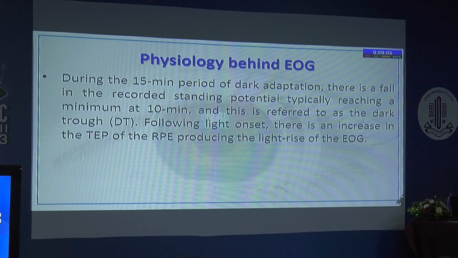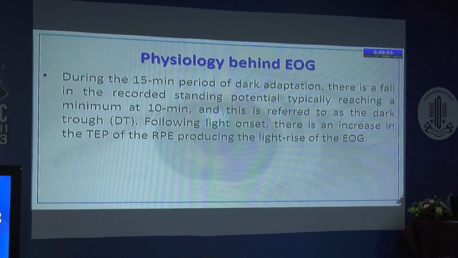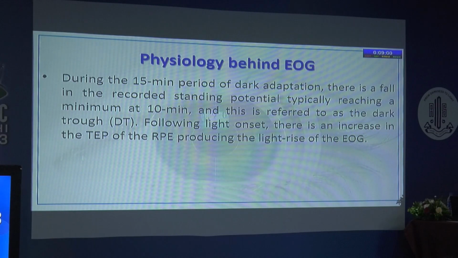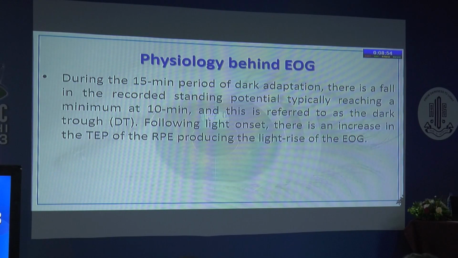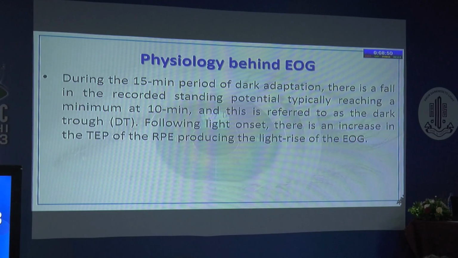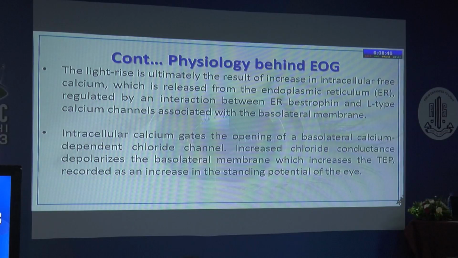So the physiology behind EOG is that during the 15 minutes period of dark adaptation, there is a fall in the recorded standing potential, typically reaching a minimum at 10 minutes, and this is referred to as the dark trough. And following light onset, there is an increase in the transepithelial potential of the RPE, producing the light rise.